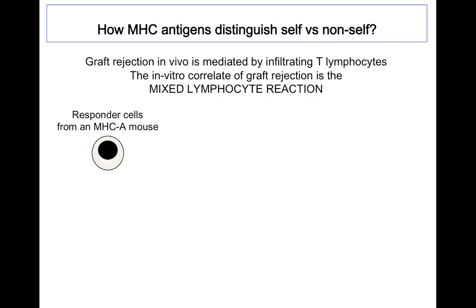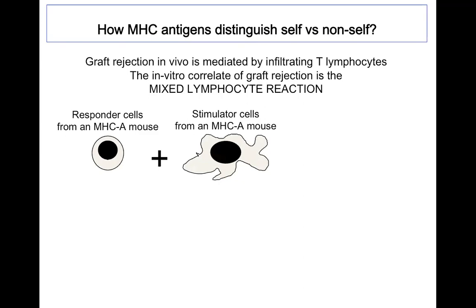So let's try to learn the answer to this question by taking an example. Let's suppose here we have responder cells from an MHC A mouse that we are calling the donor mouse. And let's suppose we have another mouse that we are calling stimulus cells from an MHC A mouse. And when cells from the donor are passed to the other, which we are calling the recipient, this is the donor mouse and this is the recipient mouse. And what happened? If you see this, the T cells do not respond. And if the T cells don't respond, it means the tissue was accepted.